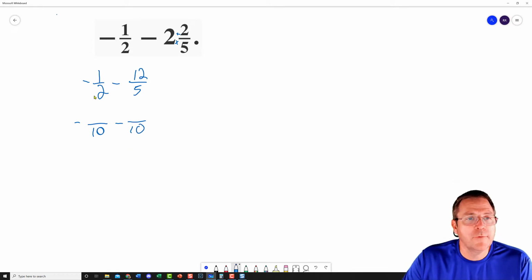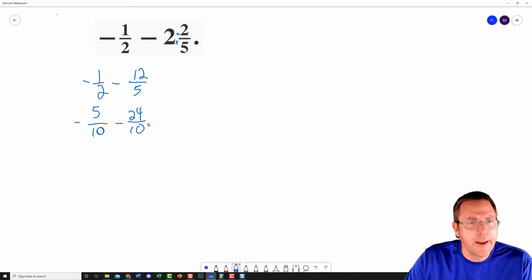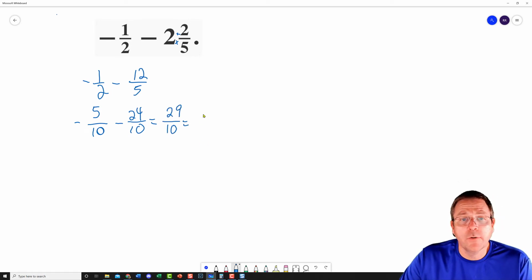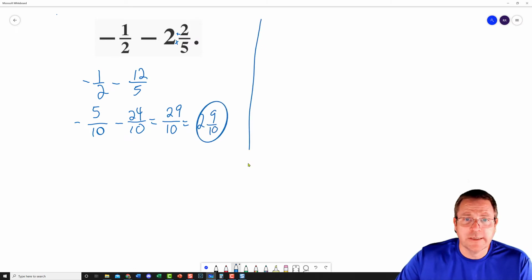2 goes into 10 5 times. 1 times 5 is 5. 5 goes into 10 2 times. 2 times 12 is going to equal 24. Now signs are the same. Find the sum, which is going to be 29 over 10, leading to the final answer of 2 9/10. That's one way to skin the cat, but let's do it the other way.